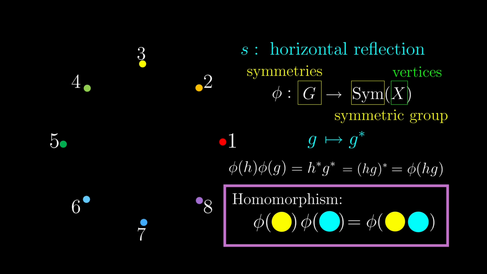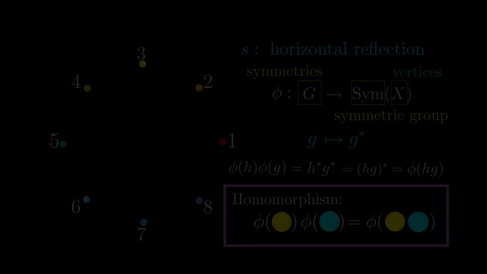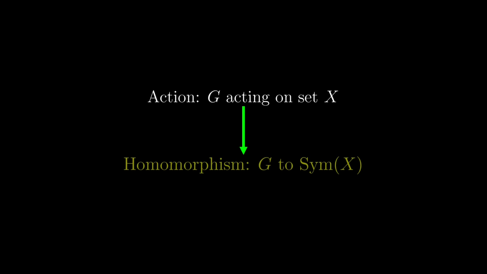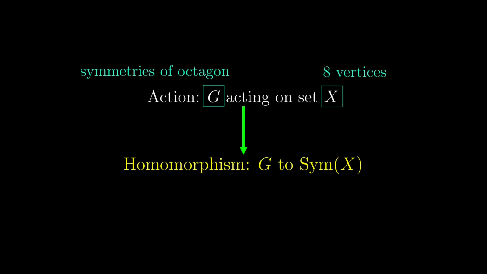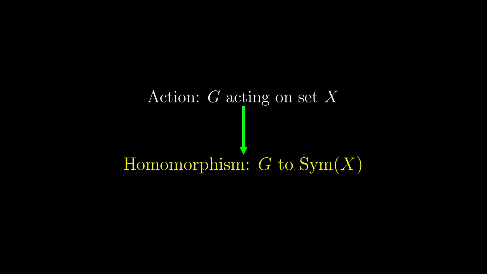In short, whenever you have an action of a group of symmetries G on a set X, you will have a homomorphism from G to the symmetric group, which is the collection of all permutations of elements in the set X. Here, we just use the example where G is the group of symmetries of an octagon, and the set X is the set of the 8 vertices. And this correspondence between an action and a homomorphism will hold in general.